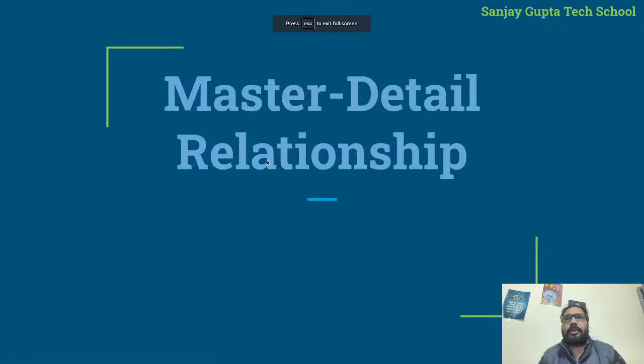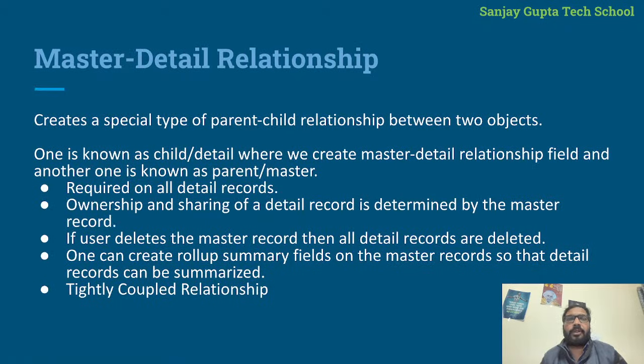Now let's discuss master detail relationship. It is a little bit different from lookup relationship. It also creates a special type of parent-child relationship between two objects. One is known as child or detail, where we create the master detail relationship field, and another one is known as parent or master, right?